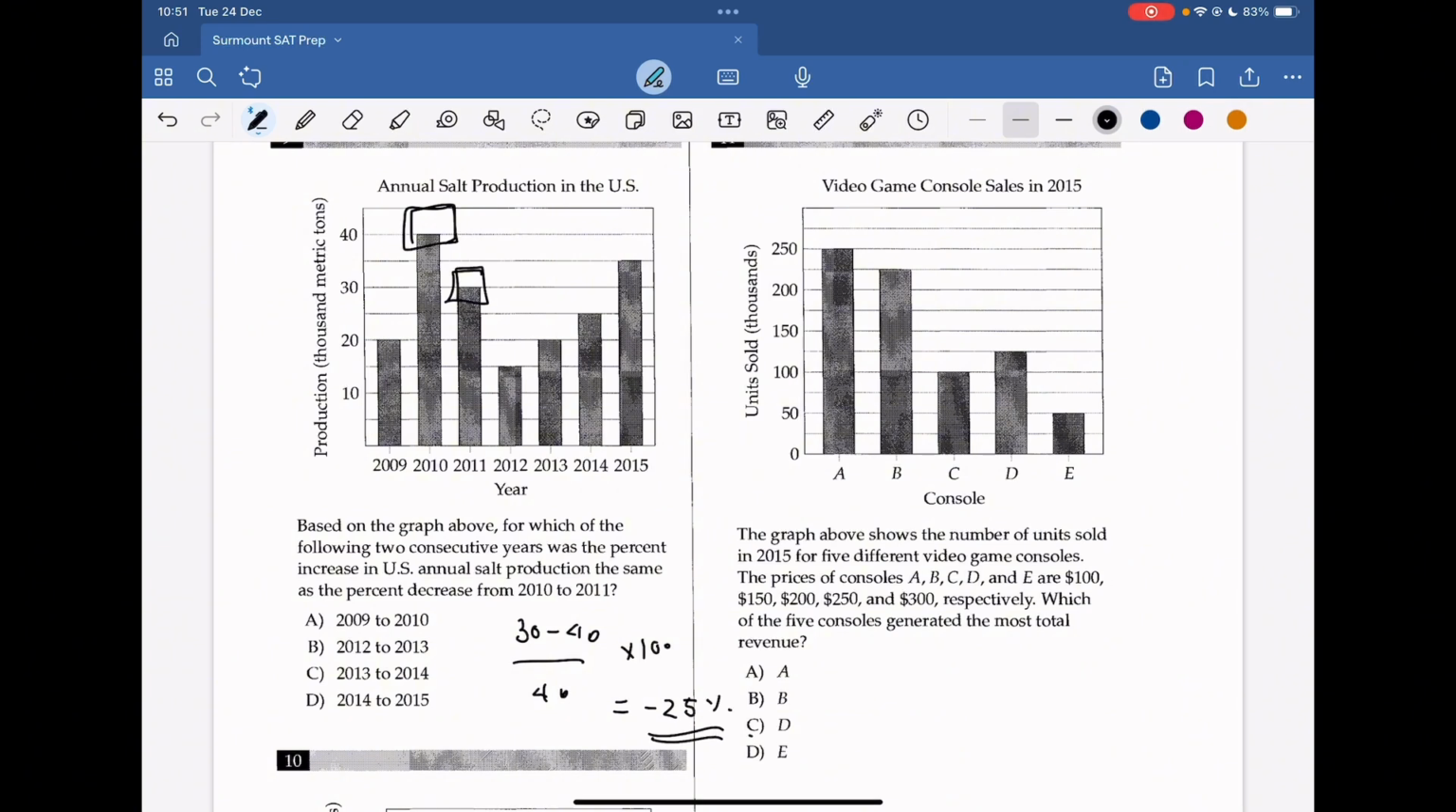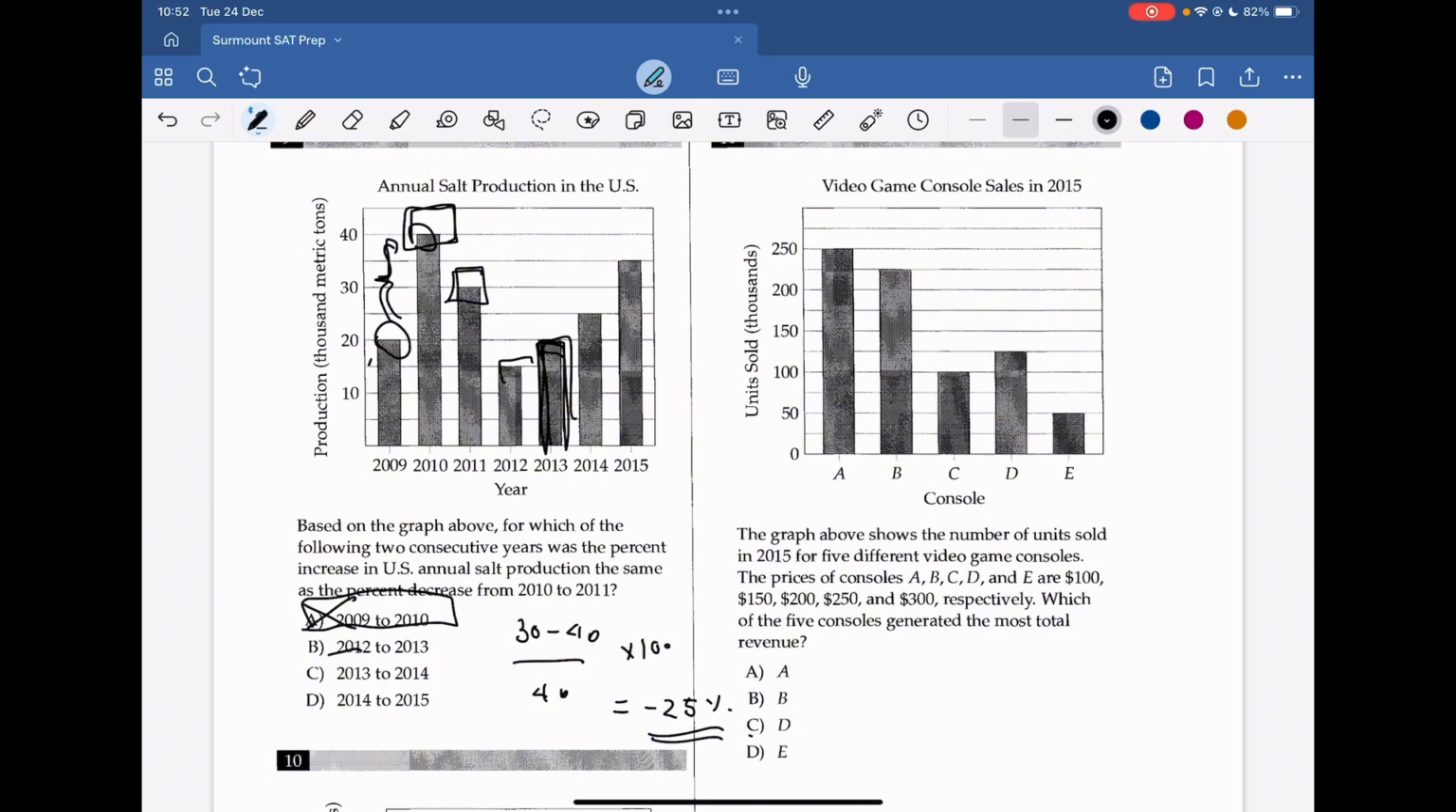So now let's see which one of these answer choices will give us the same increase. So if you look at answer choice 2009 to 2010, it seems like this difference is rather too big. So we can kind of guess that this isn't the answer, because the difference between the 2009 and 2010 production is rather too big to be roughly 25%. If you look at 2012 to 2013, however, it seems like this is more appropriate, as well as 2013 to 2014. So let's first calculate 2013 to 2014 to see what we get.